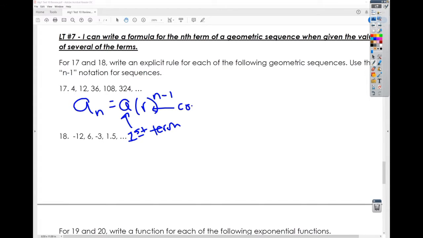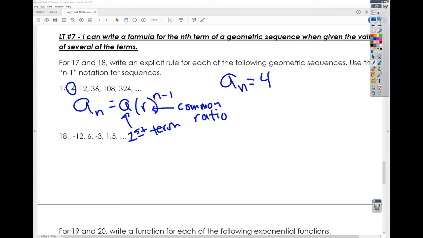So that's the common or constant ratio, or multiplier, whatever you want to call it. Now, to find a, I just need to know the first value in the sequence. That's a 4 for problem number 17. That's simple.